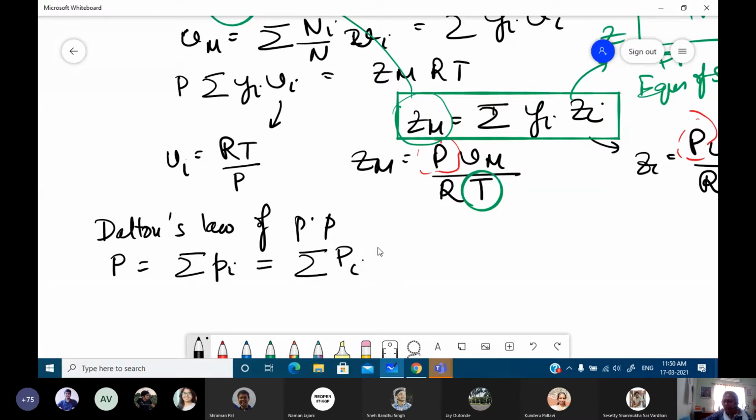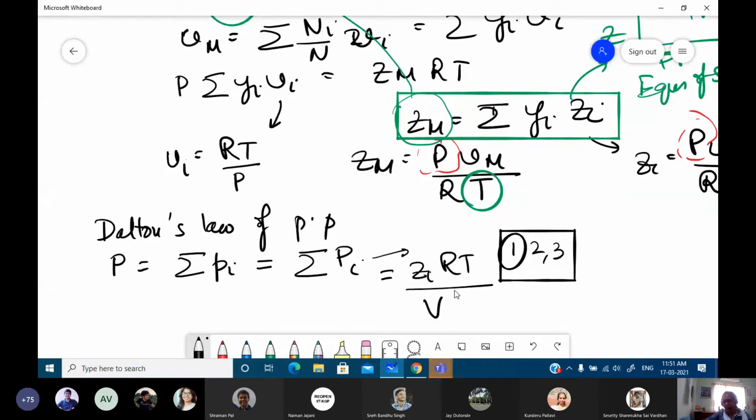If this particular component i is in this particular volume, there are gases, say 1, 2, 3, maybe 3 gases there. Suppose only gas 1 was there and it occupied the entire volume, then the pressure which it would have exerted is known as Pi. So Pi is equal to Zi RT by total volume V. This is true for each and every Pi when i equals 1, 2 or 3.